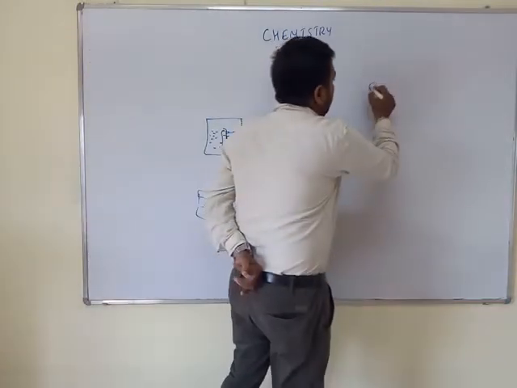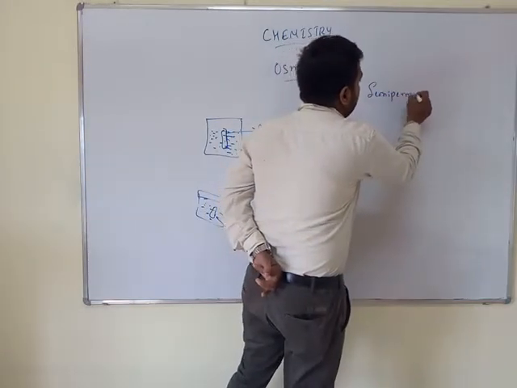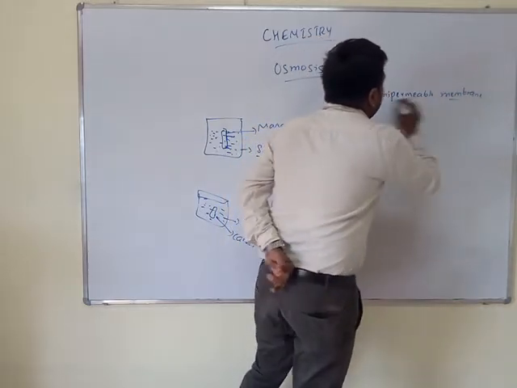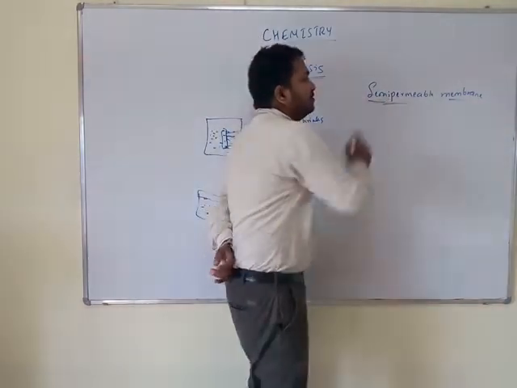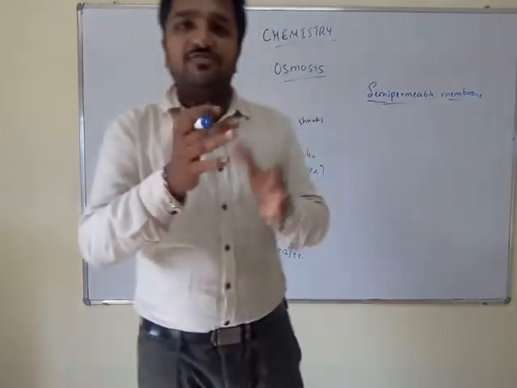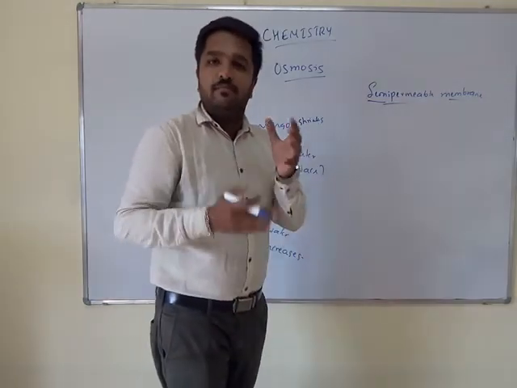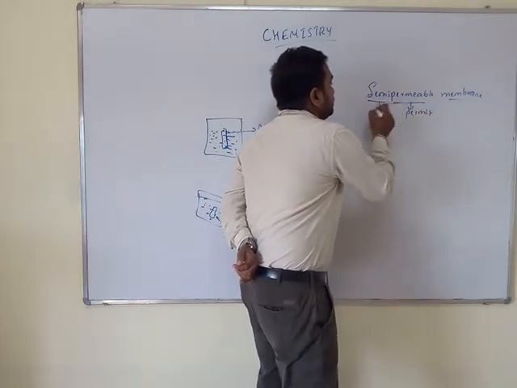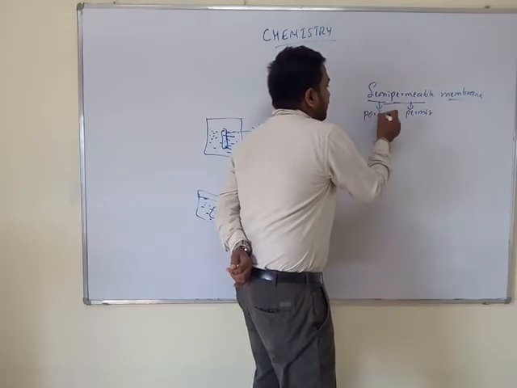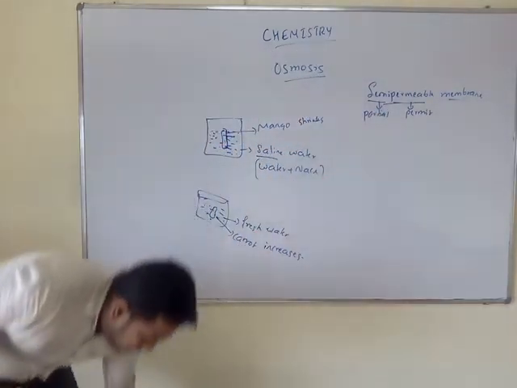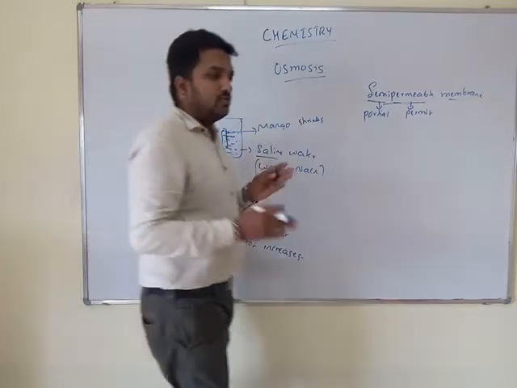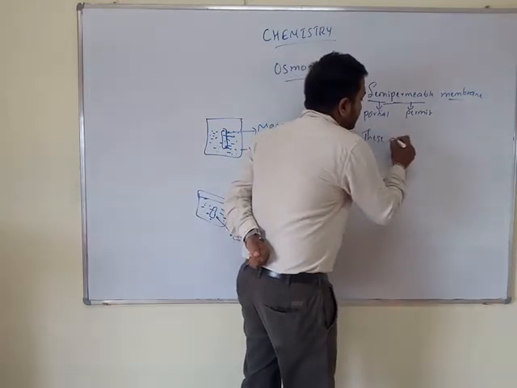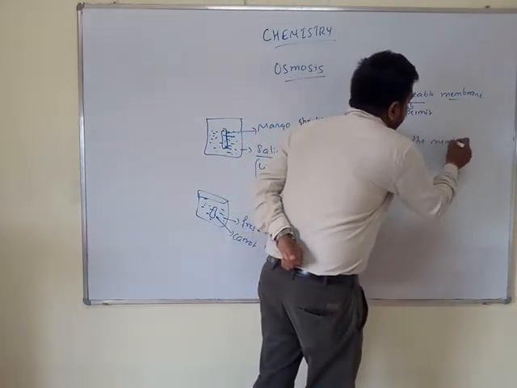We have a new word now: semi-permeable membrane. Observe this word. Semi means partial, like semi-finals, or only some amount. Permeable means permit. So semi-permeable membranes are the membranes which allow only the solvent molecules to pass through them.